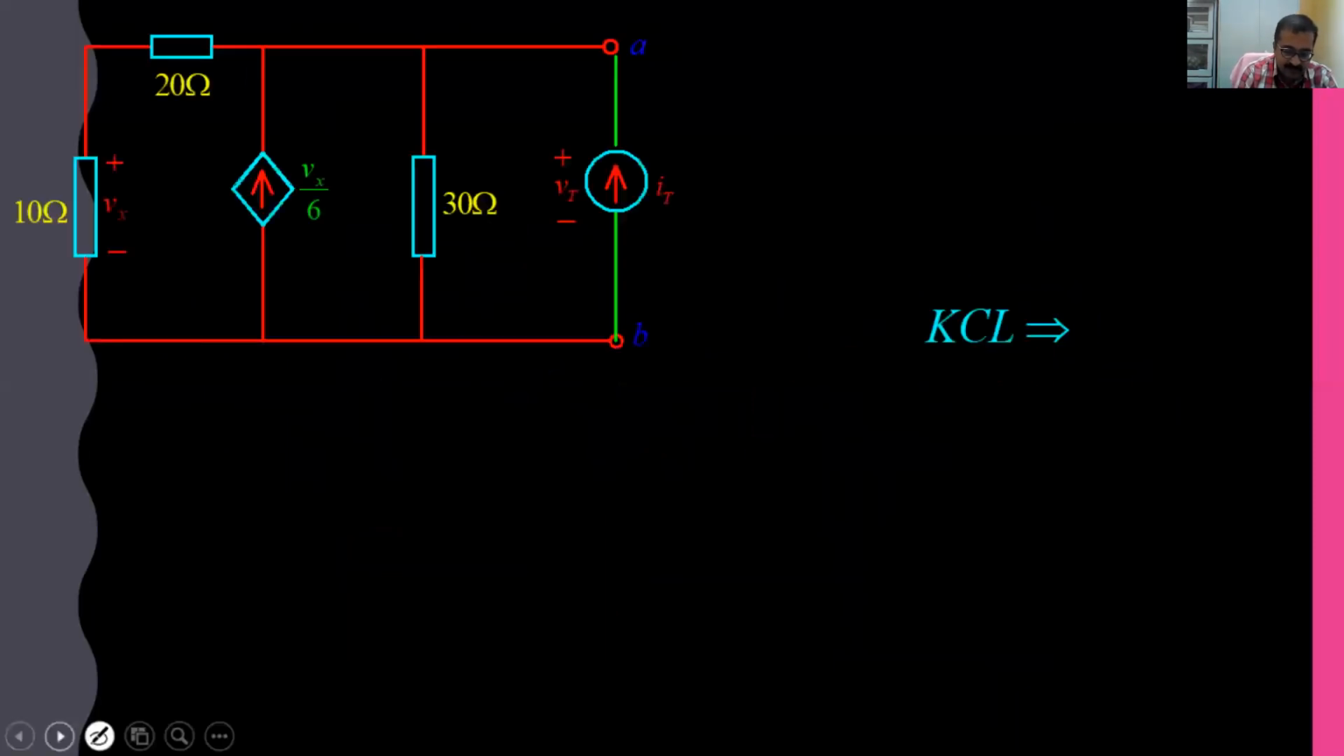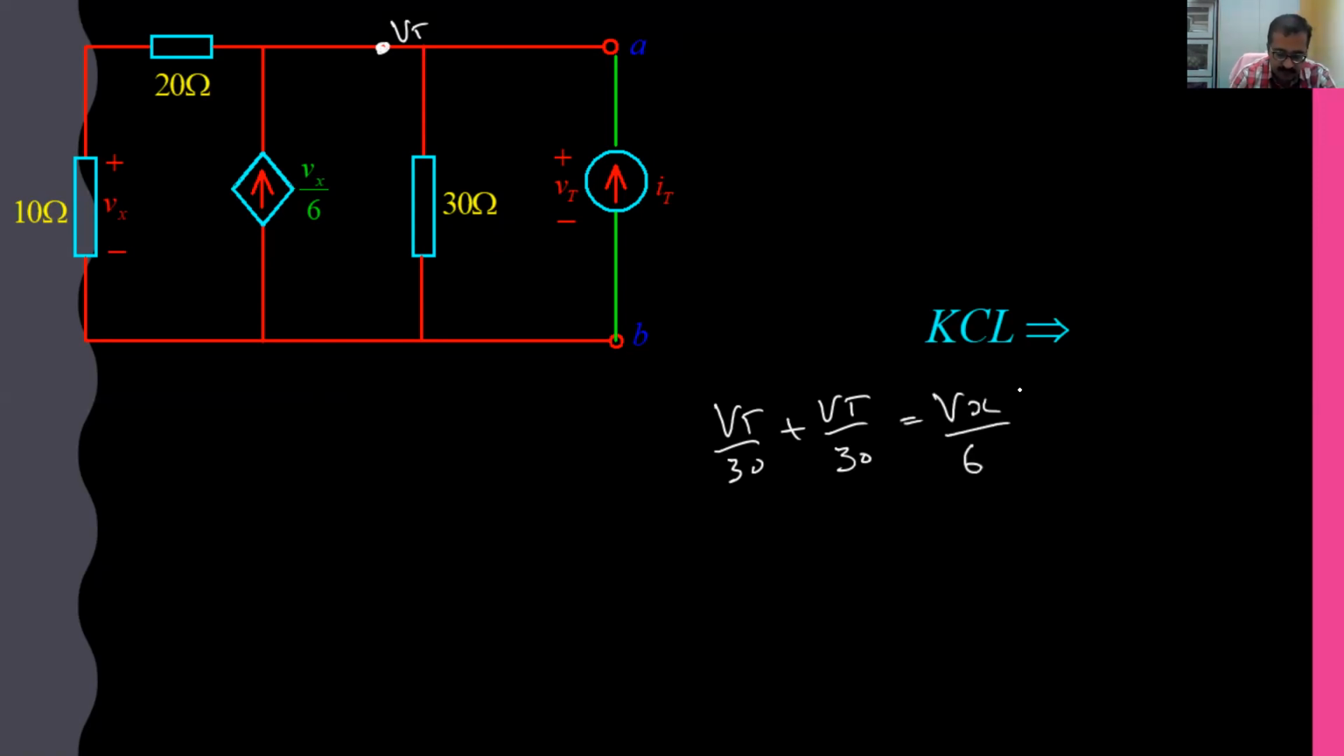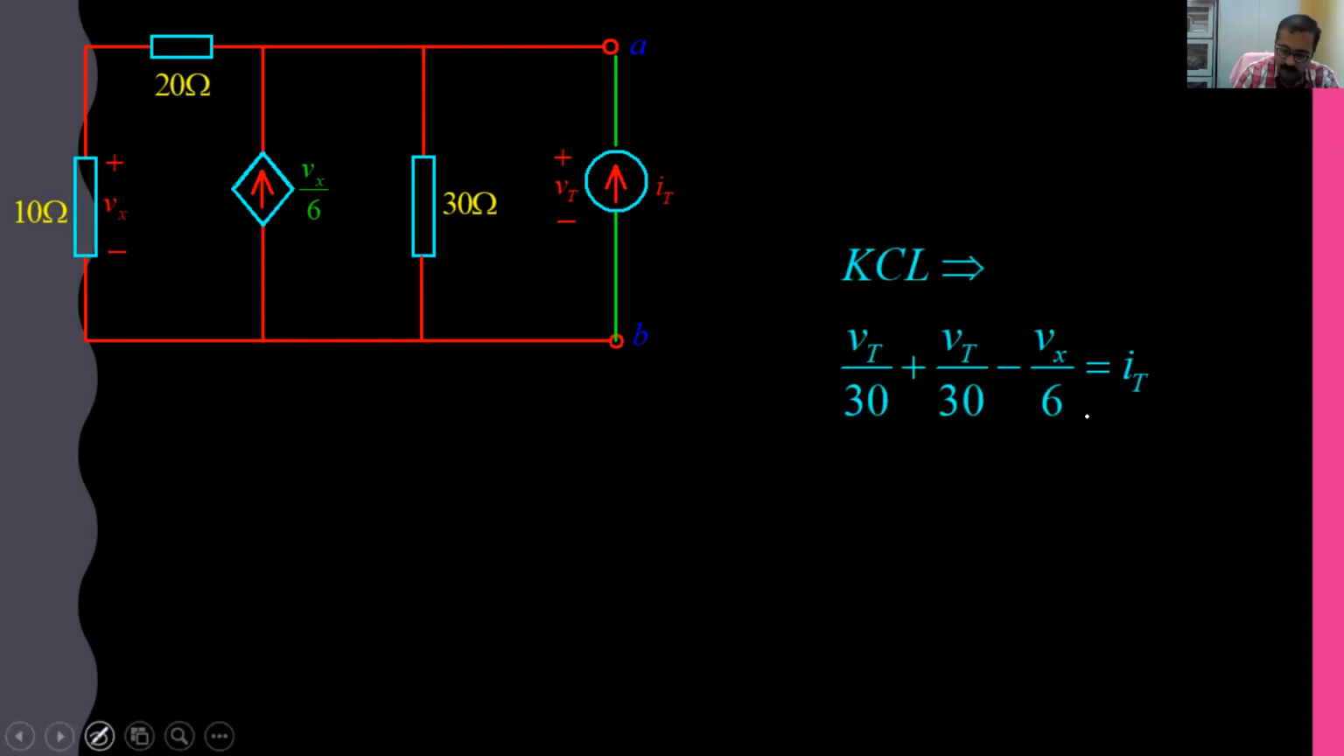Now, if you apply KCL, what will you get? Assume this potential is VT. What will be the current to this? It will be VT by 30. What will be the current to this 30 plus VT by 30, and this current is entering. It will be equal to Vx by 6, and here also it is entering. IT is also entering here, and this current entering is IT.